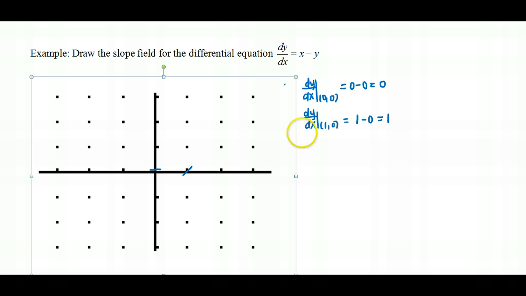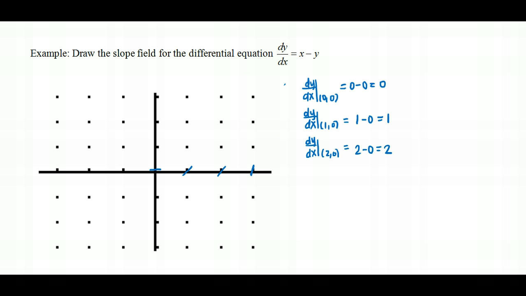Now we can move on to 2, 0. So dy dx at 2, 0 is going to be 2 minus 0, which is positive 2. So now I have to draw a line with a little bit of a steeper slope than 1. So there's my line with slope 2. And then we can sort of see the pattern here that this line is going to be a line with slope 3 because I'm going to have 3 minus the y value of 0. So I'll make this a little bit steeper here with a slope of 3.